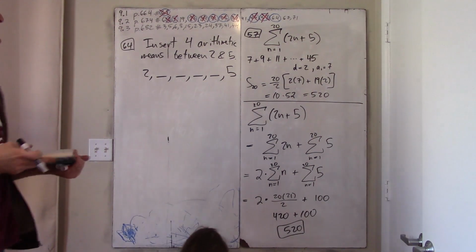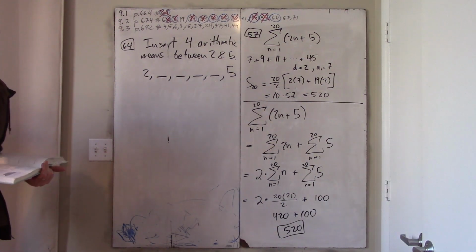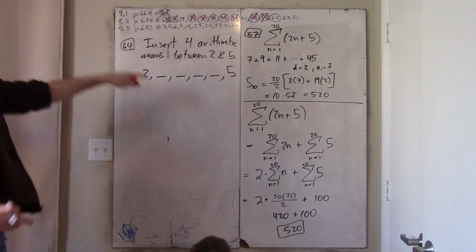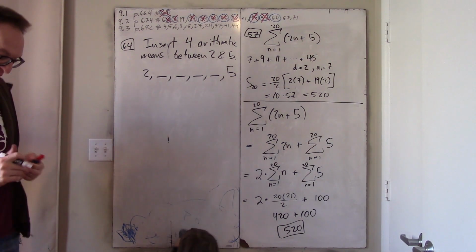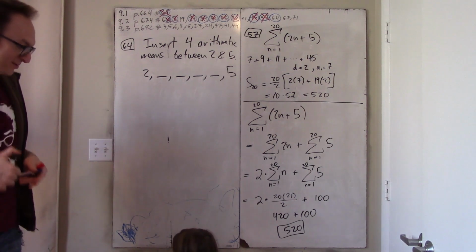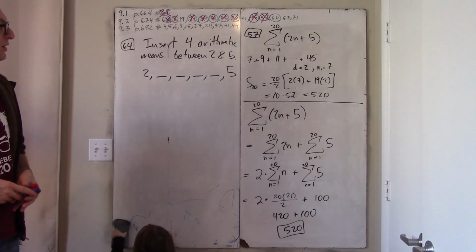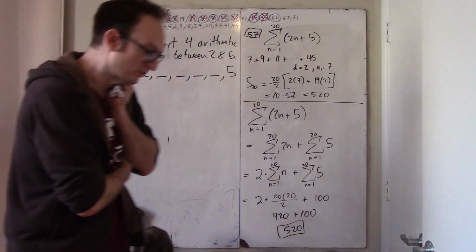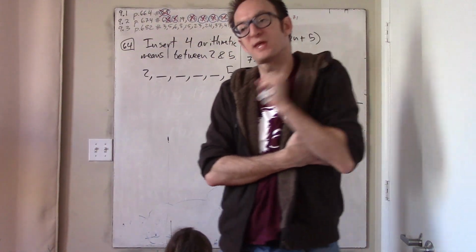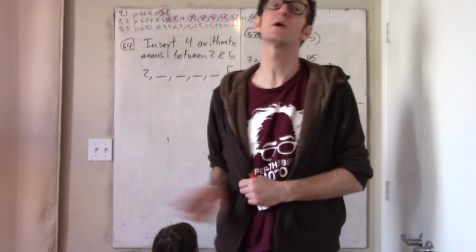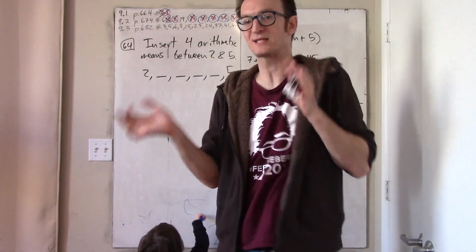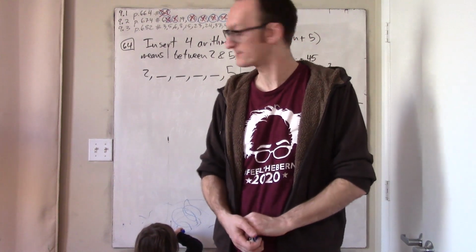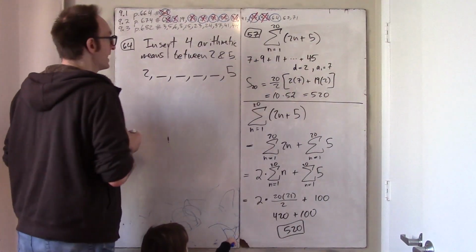So, insert 4 arithmetic means between 2 and 5 says that I basically want to insert 4 numbers in between 2 and 5 such that they form an arithmetic sequence. And why should I care about this? Maybe you have 2 of something and in 5 days' time you want there to be 5 of something, and you're asking how to spread things out. Anyway, let's just do the problem.